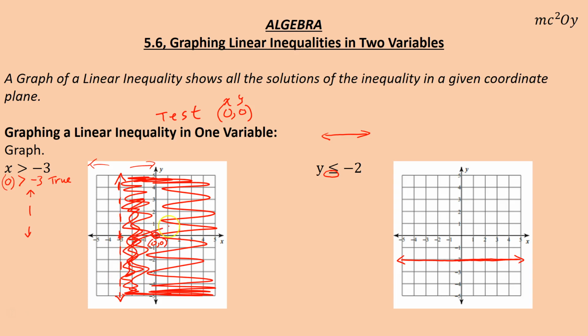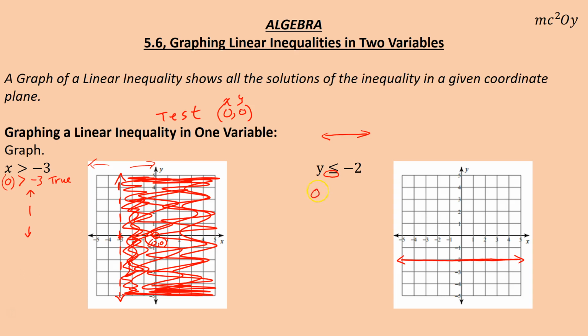That means all of my solutions fall on the right-hand side of this line, which also means the solutions on the left are not true. So for instance, -5, 0. -5 is not greater than -3, so it doesn't work. Okay?